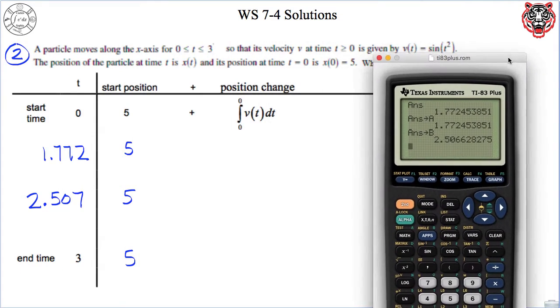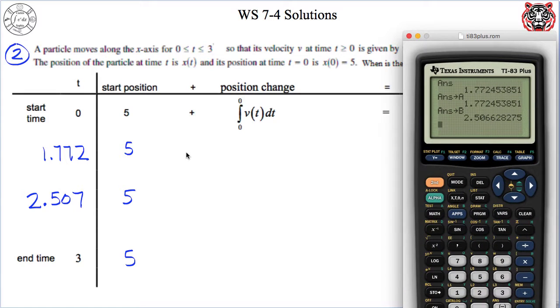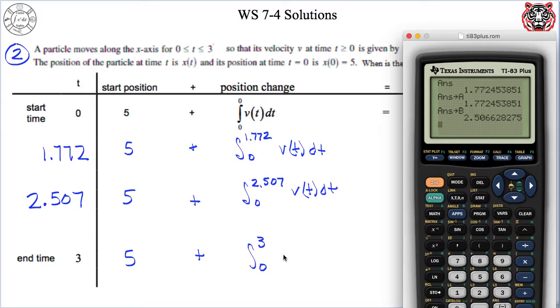And on to number 2. Now I'm going to be adding the integral between 0 and this number, 1.772, and it's the same function, velocity with respect to time, dt. I can go ahead and set up all of these integrals as well. This integral is going to be between 0 and 2.507 for our velocity function with respect to time, dt, and the integral from 0 to 3 of velocity, dt. Okay, so how do I enter this on my calculator?